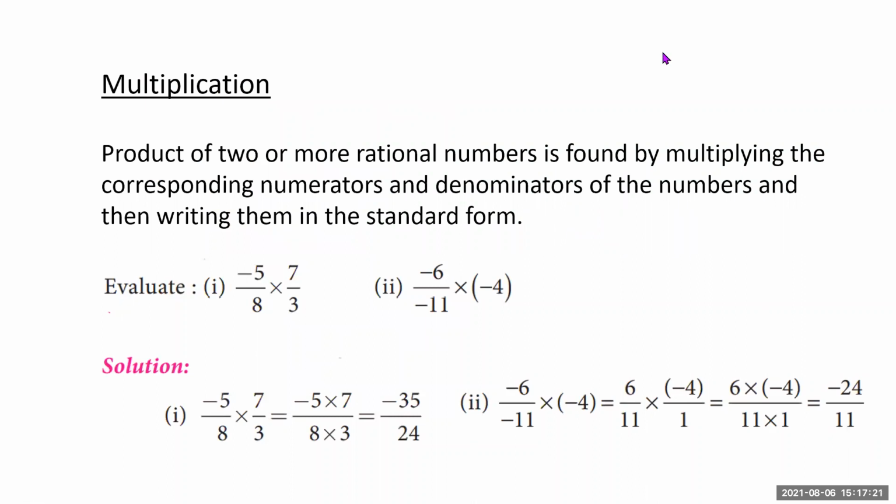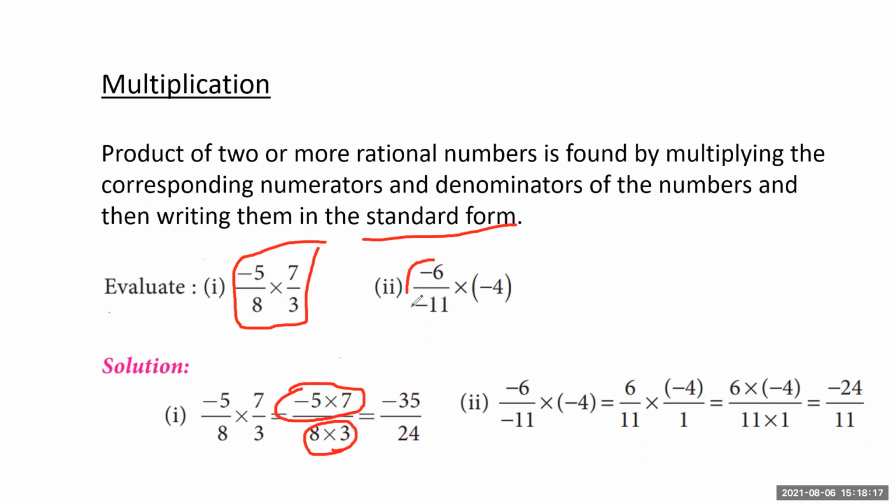Now you see the multiplication. The product of two or more rational numbers is found by multiplying the corresponding numerators and denominators. So it is very simple, no confusion. Straight away multiply numerators separately and denominators separately. For example, here, minus 5 by 8 into 7 by 3. So just multiply these two numerators separately as the numerator, divided by the multiplication of the denominator numbers. Okay. You can observe here these numbers are in the standard form, meaning the simplest standard form. If it can be simplified, you have to simplify. Then this rule you can apply.